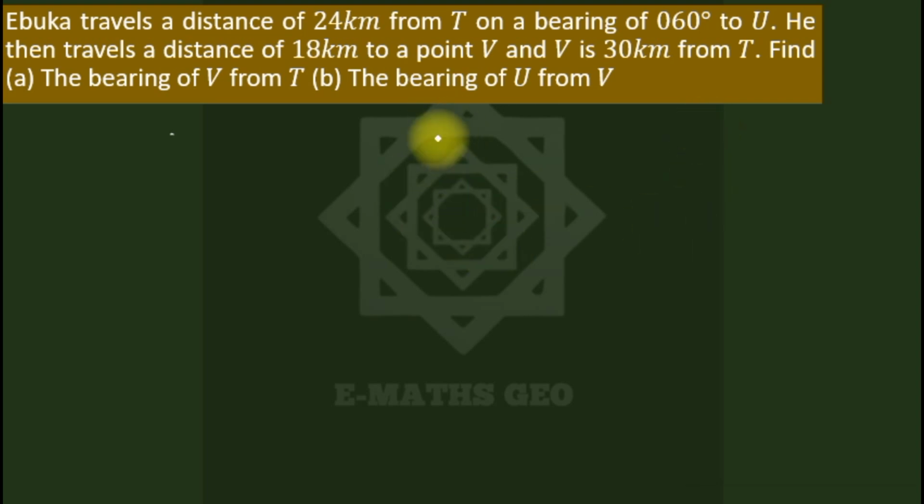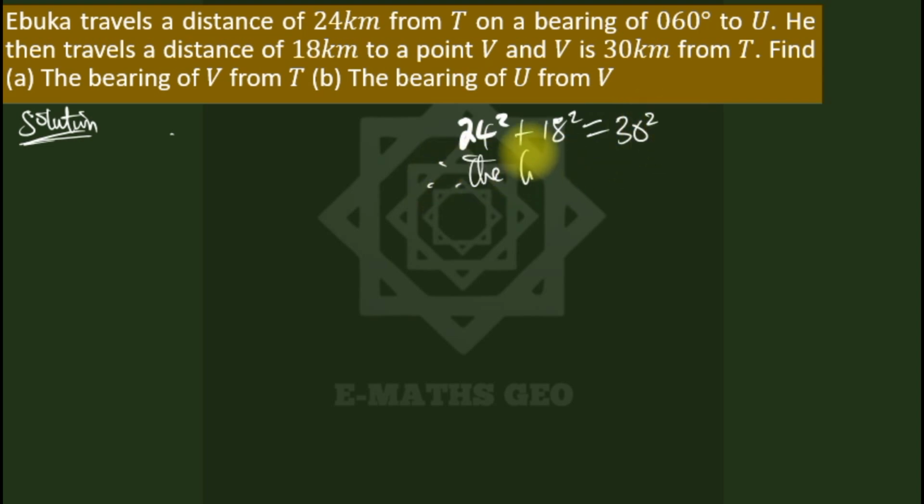From what I'm seeing, we are given only one bearing, but we are given all three sides. Looking at this, you notice that the sides form a right angle triangle, because 24 squared plus 18 squared gives 30 squared. Therefore, the triangle that will be formed is a right angle triangle.